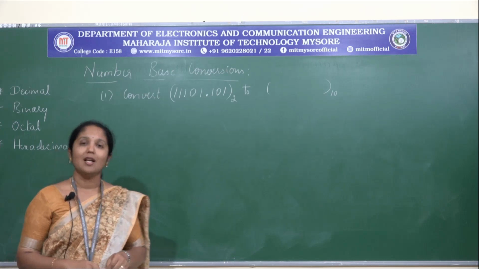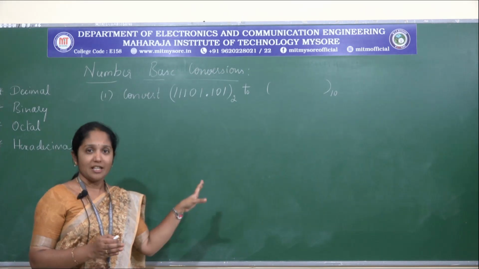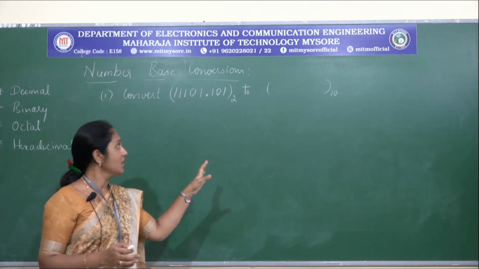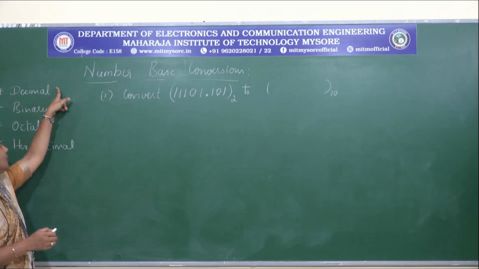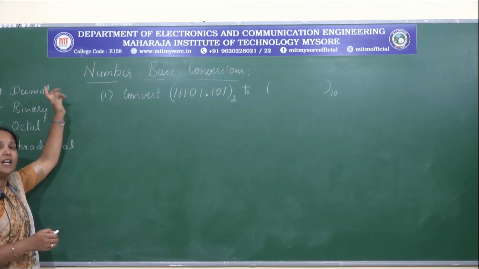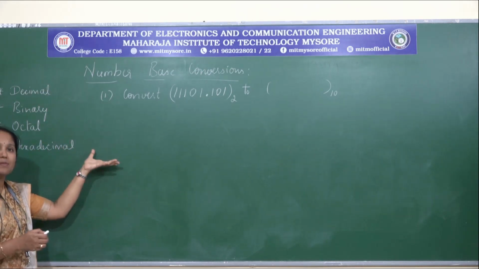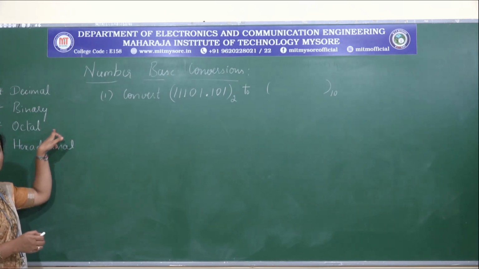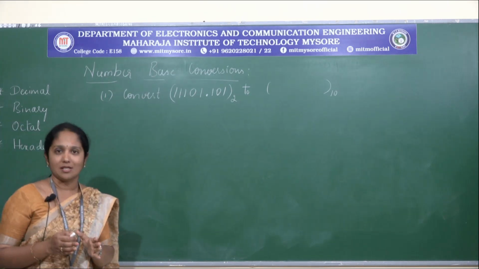In today's session, let us learn how to convert a given number from one number system to another. Today I am considering conversion of binary to decimal, octal to decimal, and hexadecimal to decimal. After that I will explain how to convert a given binary number into octal and hexadecimal and vice versa. Those are the conversions I am going to discuss today.